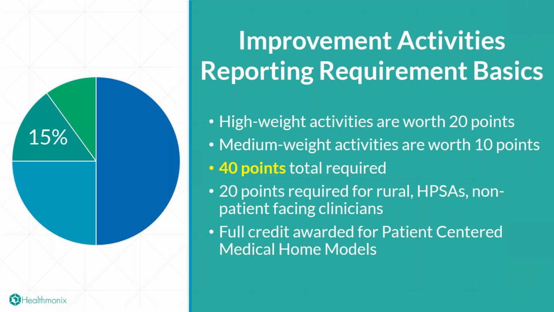And for those clinicians who are in a rural area or setting, in an HPSA, or are considered non-patient facing, you will only need to earn 20 points, which could be made up of 1 high weight or 2 medium weight activities, to get the full 15-point value within improvement activities. Additionally, as has existed in 2017, full credit will be awarded for patient-centered medical home models or clinicians participating in those models. So if you are in a patient-centered medical home model, all of your points within improvement activities are automatically provided to you.